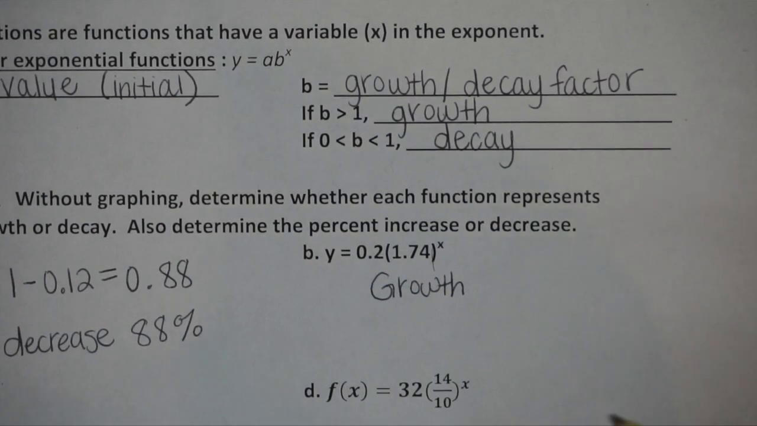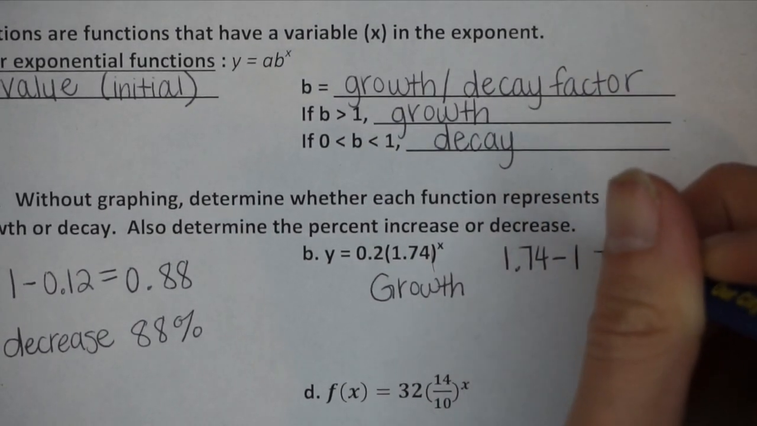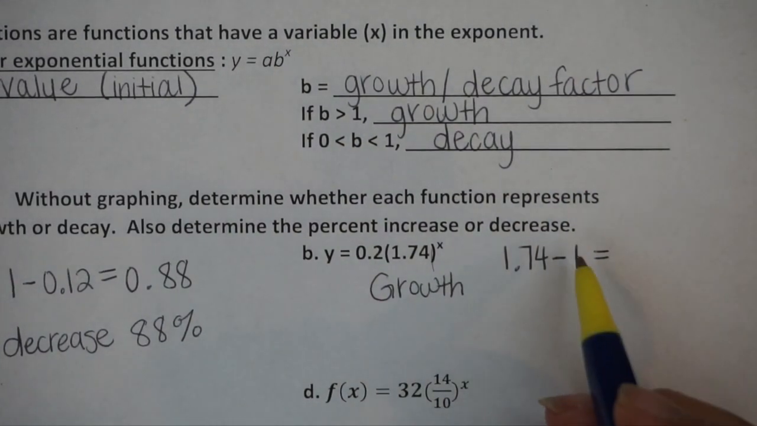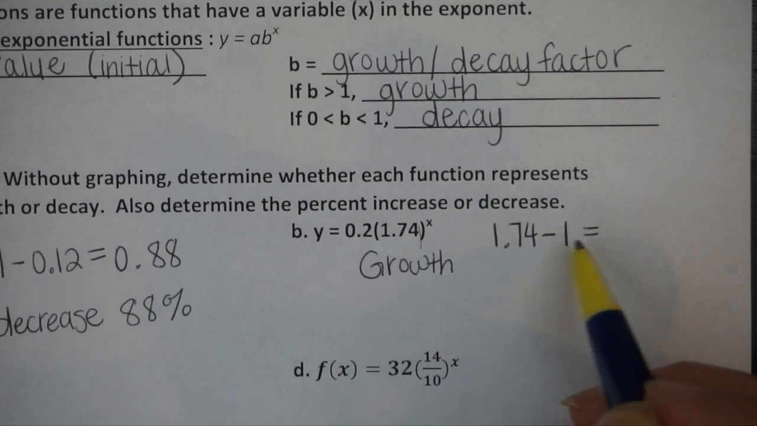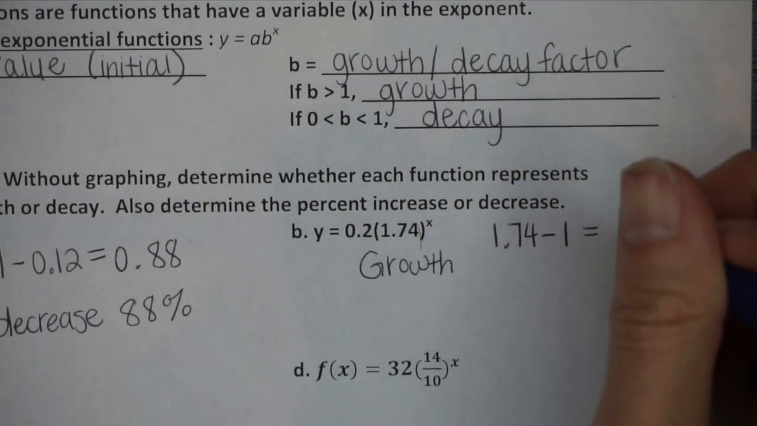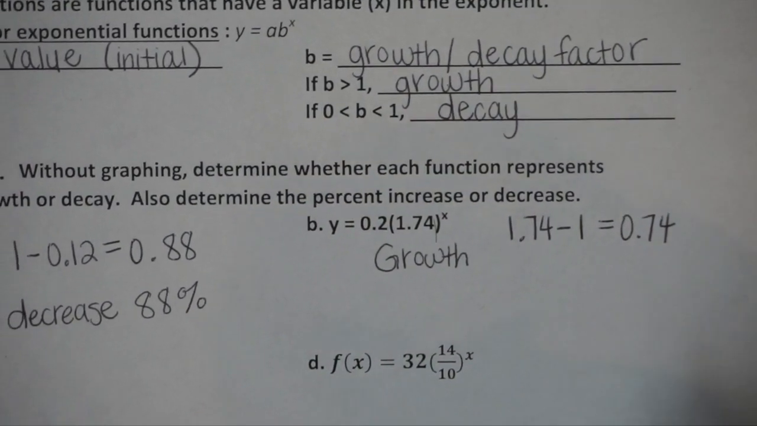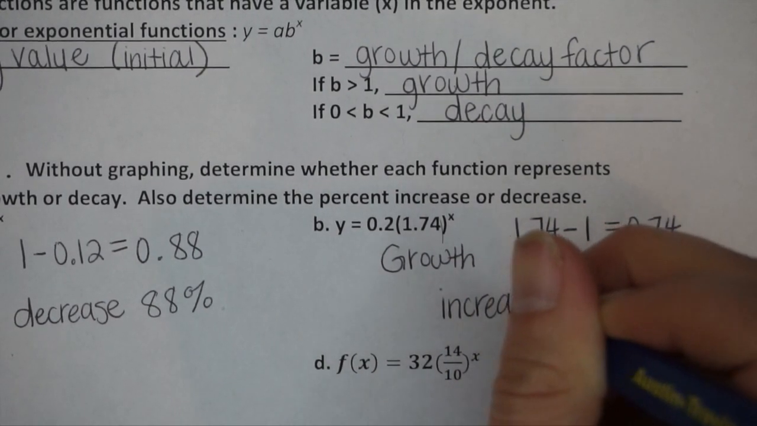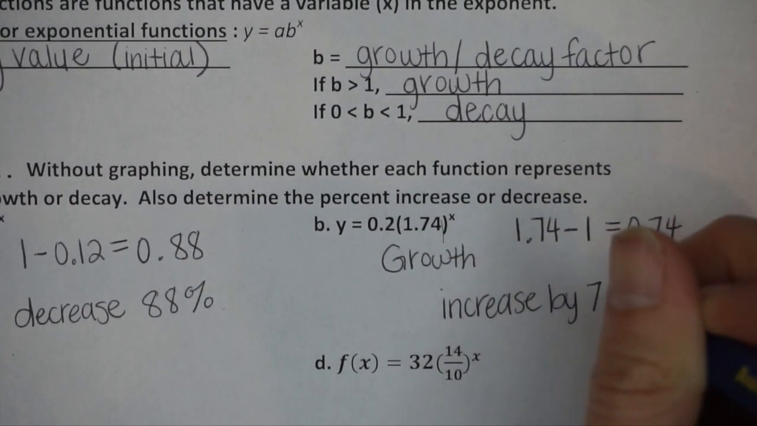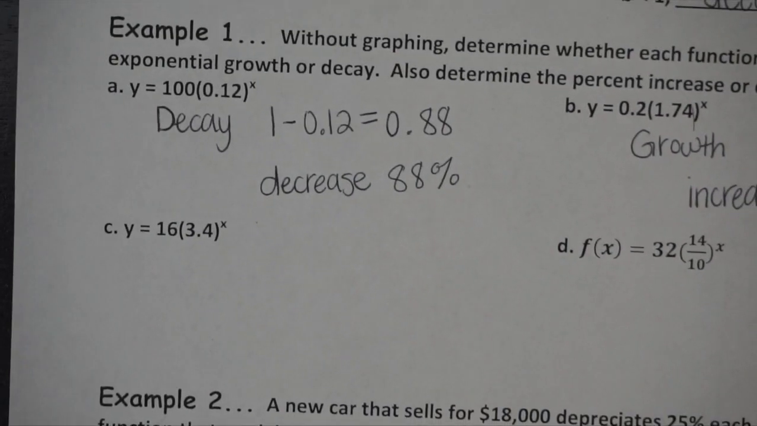Because this is bigger, we're actually going to do 1.74 and subtract 1. It always is subtraction. It always has the number 1. It just depends on whether you do 1 minus the decay factor or the growth factor minus 1, in this case, which leaves you with 0.74. As a percentage, that would be a 74% increase, or it's going to increase by 74%.